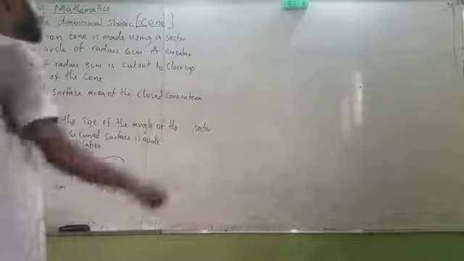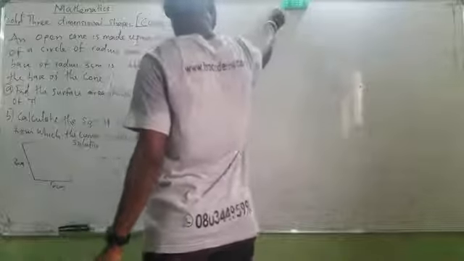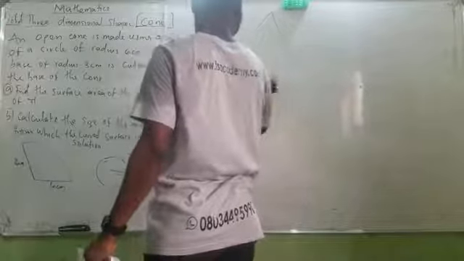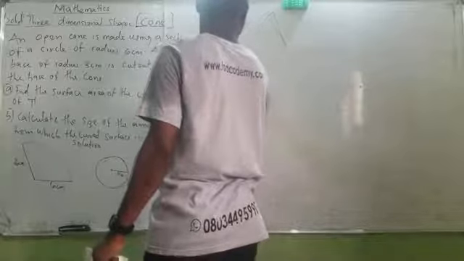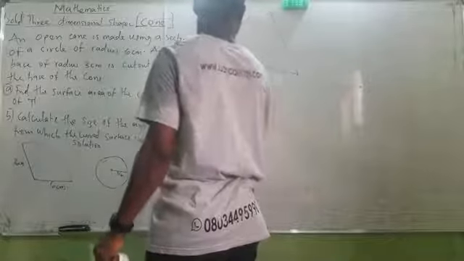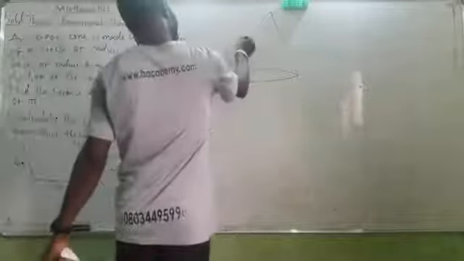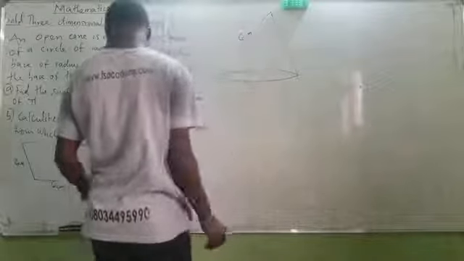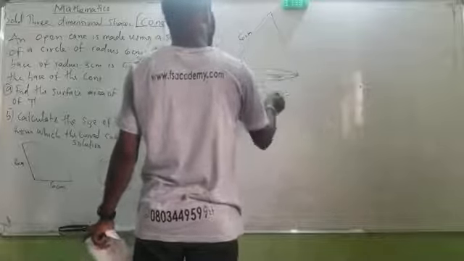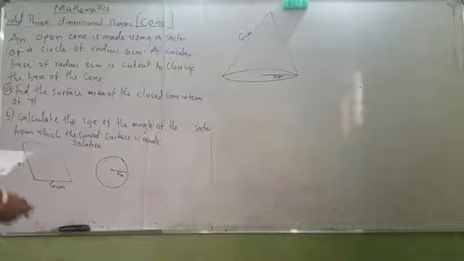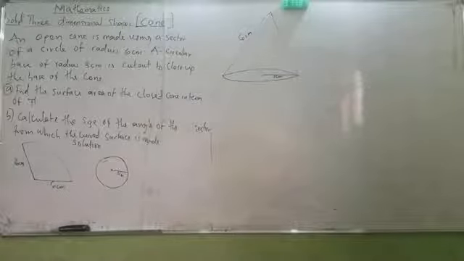Now, by making it in a cone form, it will be something like this. Here will be 6 centimeter. Here the radius will be what? 3 centimeter. And you are asked to find the surface area of this particular cone.